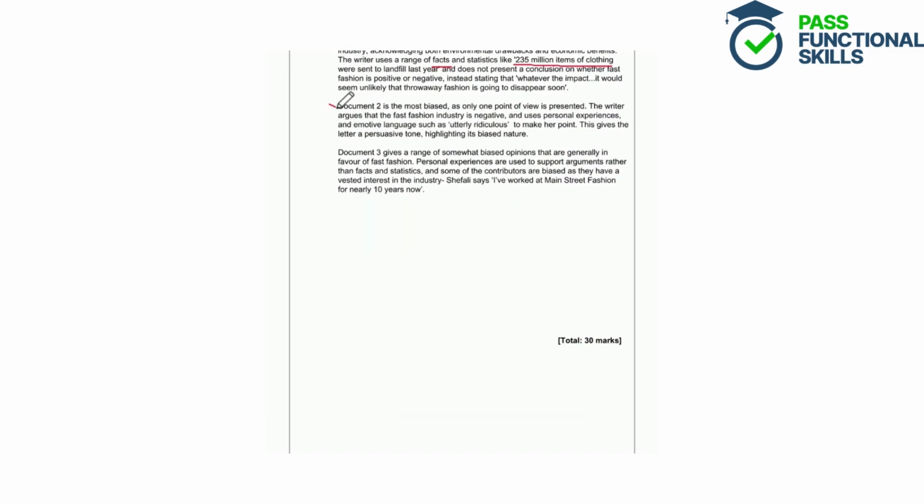Then they've gone on to talk about document 2 and document 3, so we're analysing all three documents, and we've said document 2 is the most biased, explained why that's the case as only one point of view is presented. And then we've got some quotes which back up that point there. Same with document 3, so we've said it gives a range of somewhat biased opinions. So acknowledging the level of bias in the text and saying why that's the case. And then again, we've got another example here.